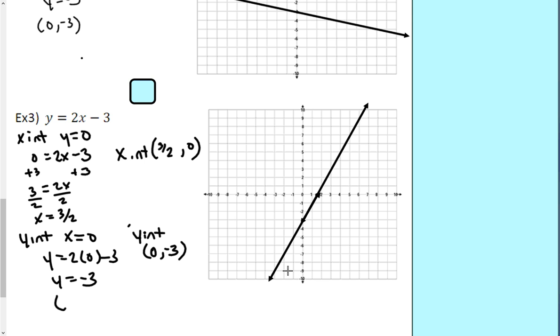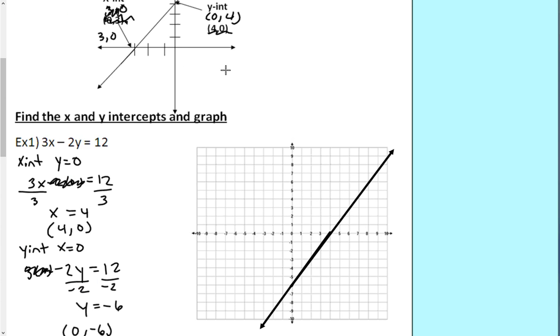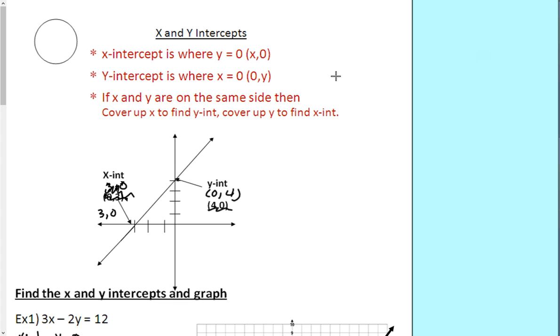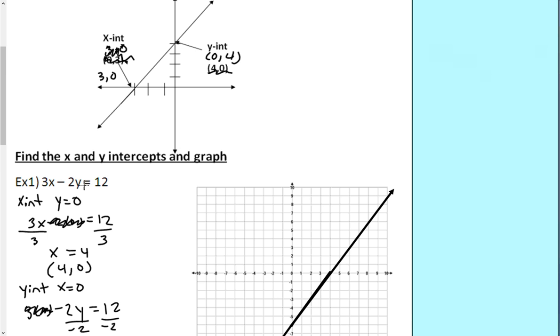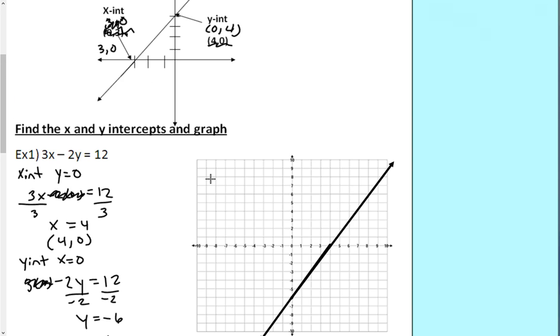All right? That's the X and Y intercept, how to graph using the X and Y intercepts. They are two of the most important points on your graph. Lots of good information comes from them that we'll be covering in later lessons. But hopefully from now on, when you see an equation where the X and the Y are on the same side, you can quickly graph that using those 2 points. All right? Good luck with this.